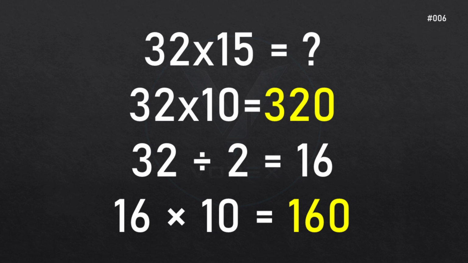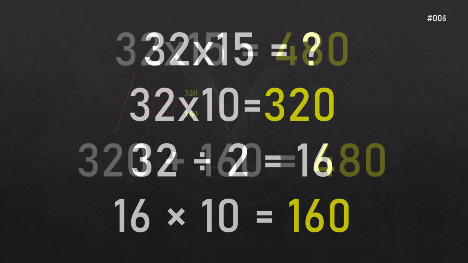32 times 15. First, multiply by 10. 32 times 10 equals 320. Now we need to multiply by 5. 32 divided by 2 equals 16. 16 times 10 equals 160.